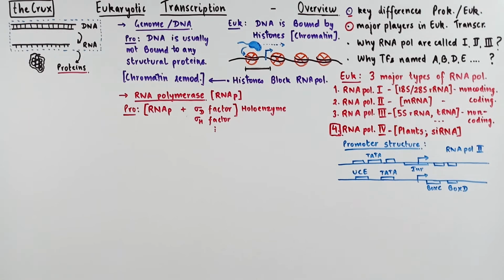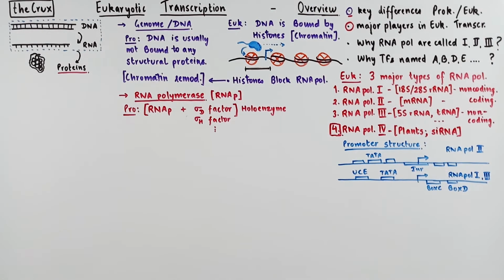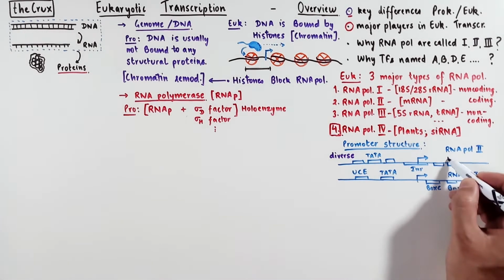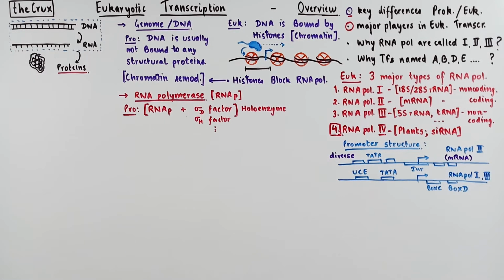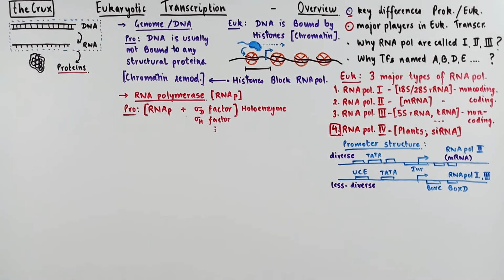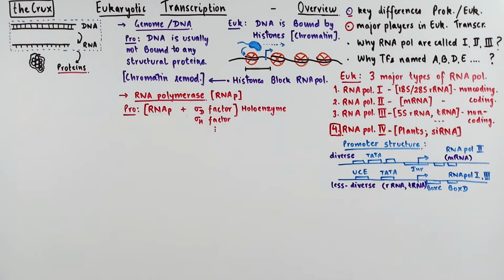And this small subset of promoters is what is recognized by RNA polymerase 1 and 3. So the promoter structure is much more diverse in coding genes, and that is where messenger RNAs come from. On the other hand, the non-coding genes have a less diverse promoter organization and structure, and these would primarily be ribosomal RNA and transfer RNA.